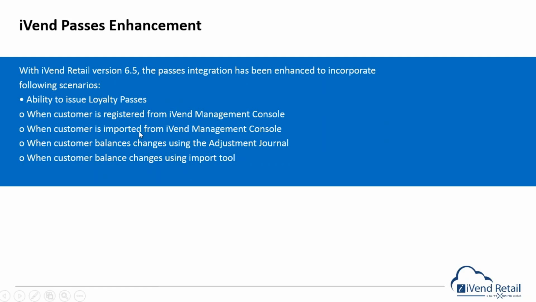When a customer is imported from the iVend management console, customer balance changes in the management console and customer balance changes on the import tool. So we have made it more flexible, so that you don't even have to go to the POS to trigger the loyalty pass or the customer pass. You can do it from the management console. The moment you make any additions, deletions or adjustments on the journals, it will automatically affect the customer and the customer will get the passes directly. So this is one of the important features that we have made as an enhancement.